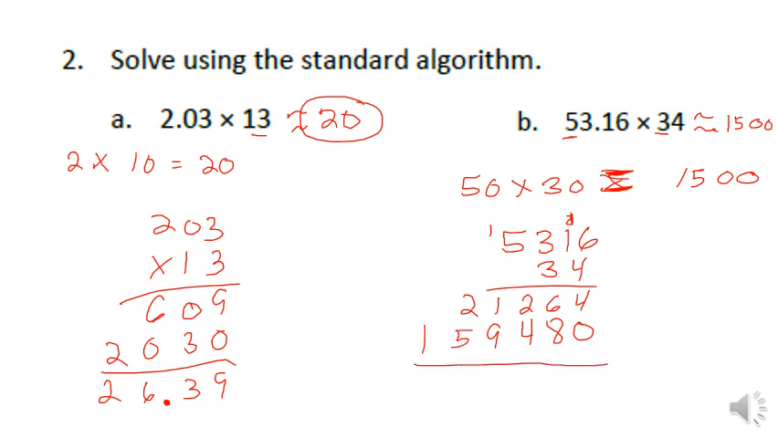Add up our partial products, we end up with 4. 8 and 6 is 14, carry our 1. 6 and 1 is 7. 9 and 1 is 10, carry our 1. 7 and 1 is 8, and 1. Now looking at our estimate was 1,500. So we know we have to put it at 1,807 and 4 hundredths.